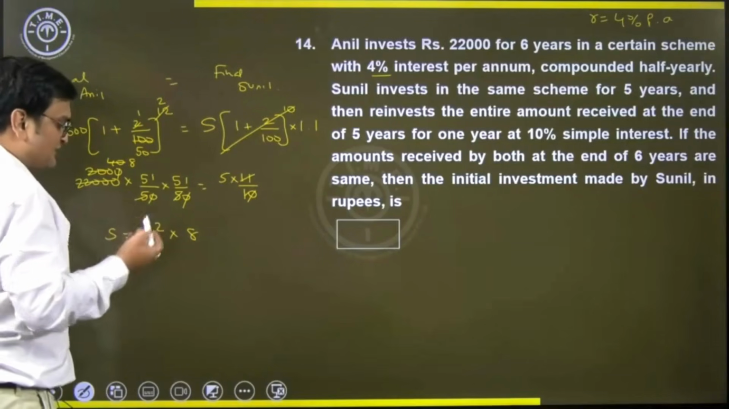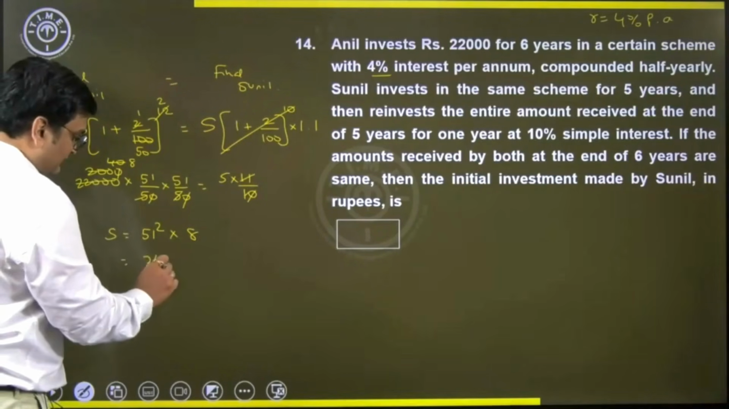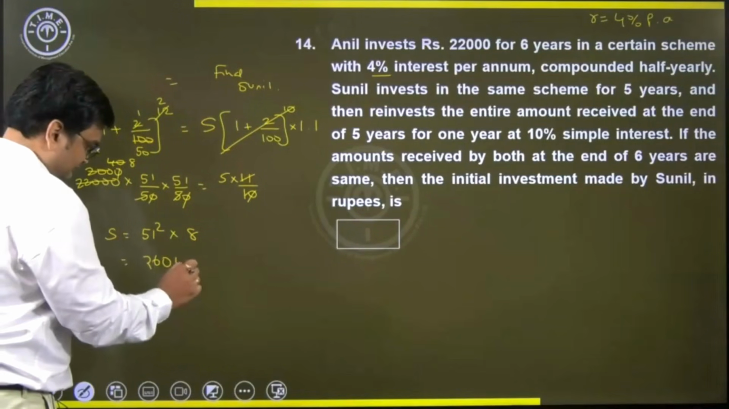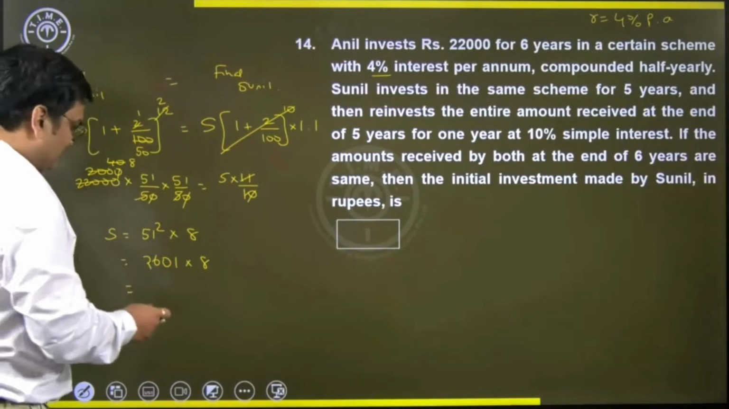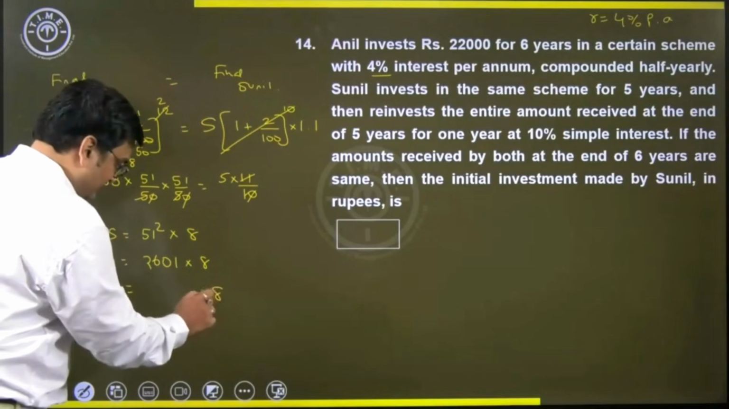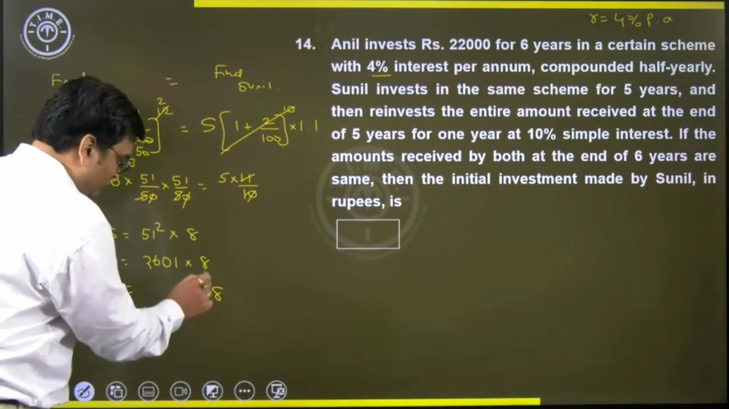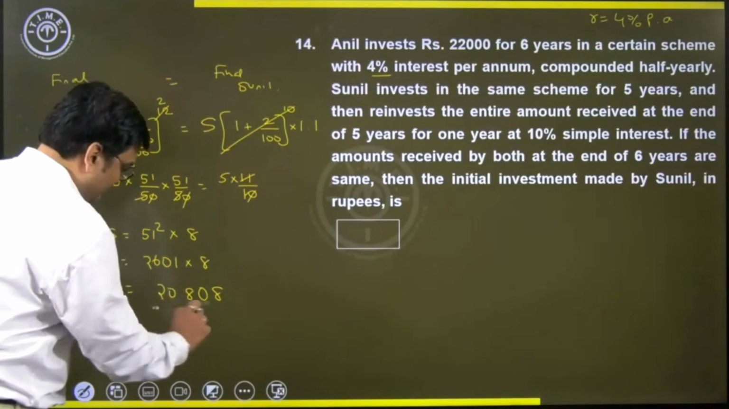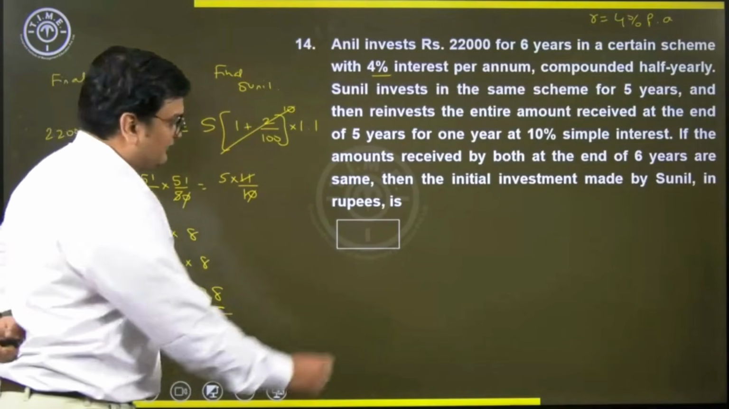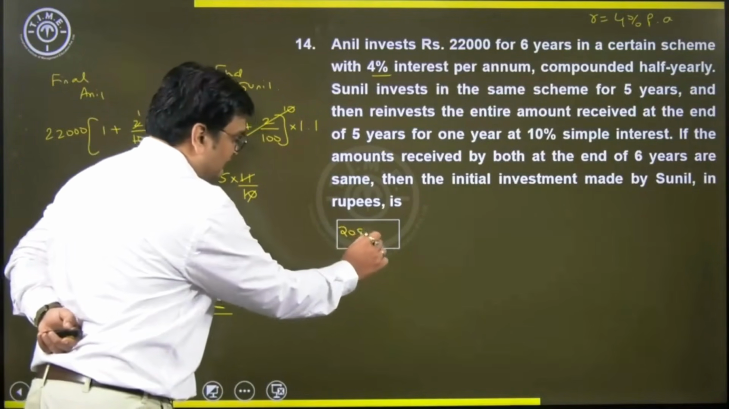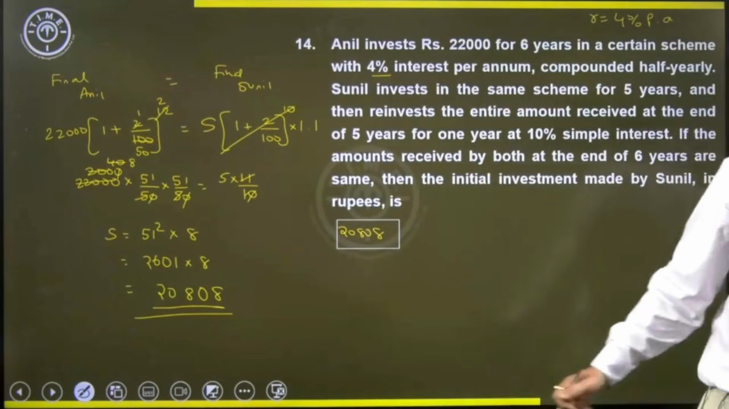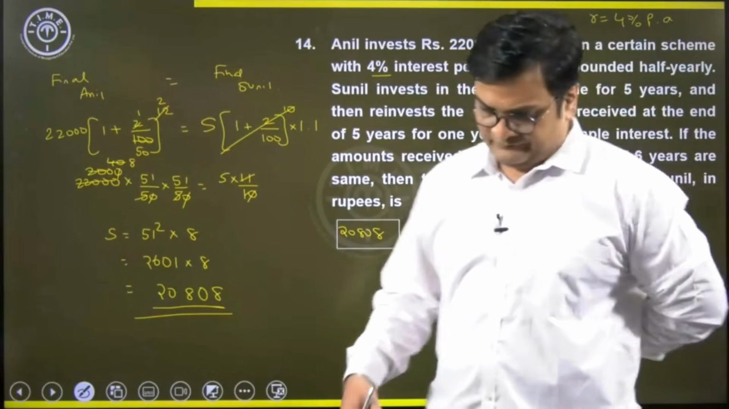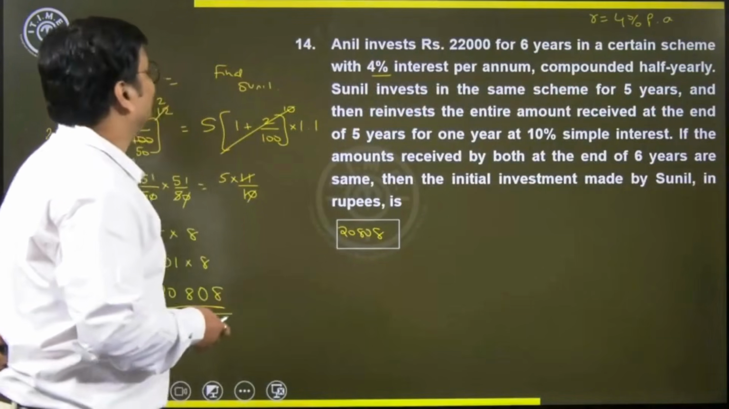And how much is 51 square? It is 2601 into 8. So, how much is this? Let us calculate. 8 into 1, 8, 8 into 0, 0, 8 into 6, 48, 4 carry, 20. So, 20808. That will be our answer. So, the initial investment made by Sunil will be 20808. We can answer it like this. Okay.